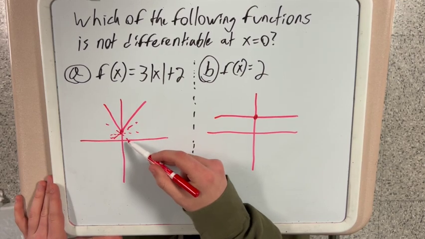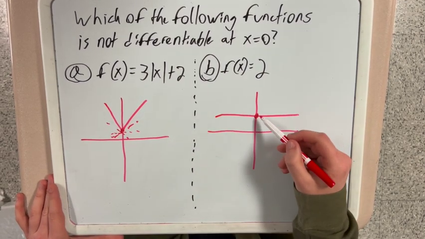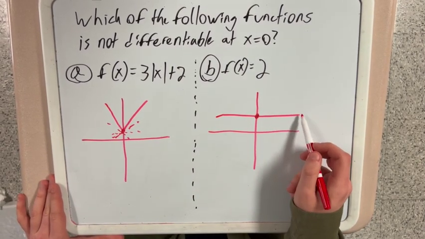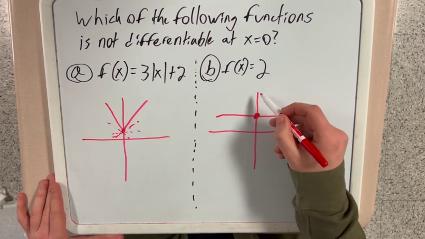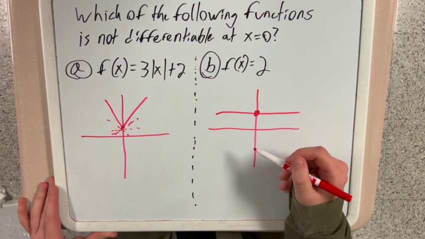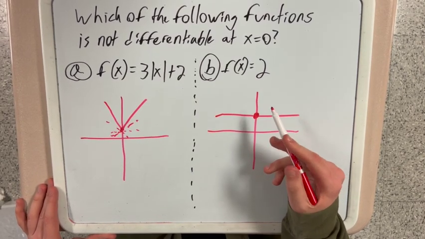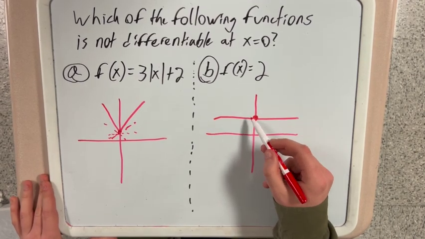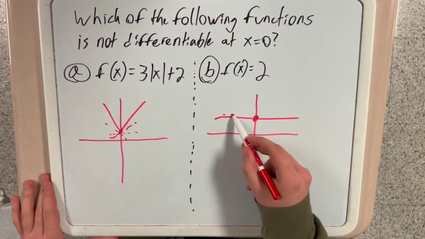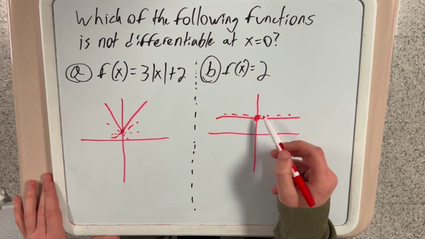Therefore, this one is not differentiable. In answer choice B, we have a continuous straight line. Our tangent line will simply be 2. It still exists, therefore making this one differentiable.